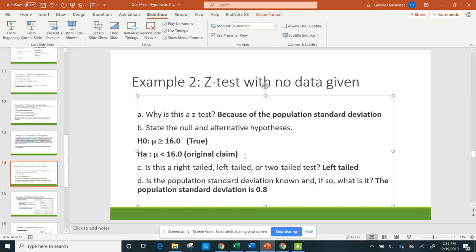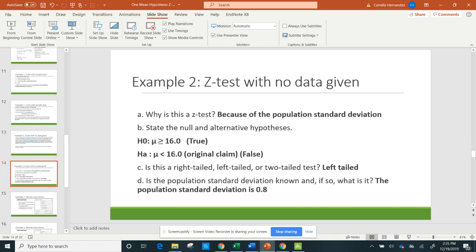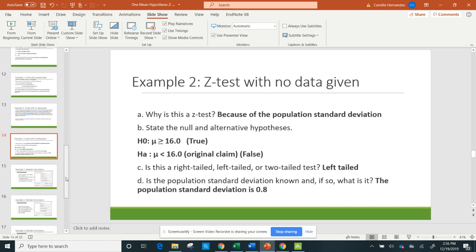And so this was false. And I want to conclude based on my original claim. So my original claim was false. So when I go look at it, did the goggles decrease his time? No, the goggles did not decrease his time because I found that to be false with looking at the P and the level of significance.